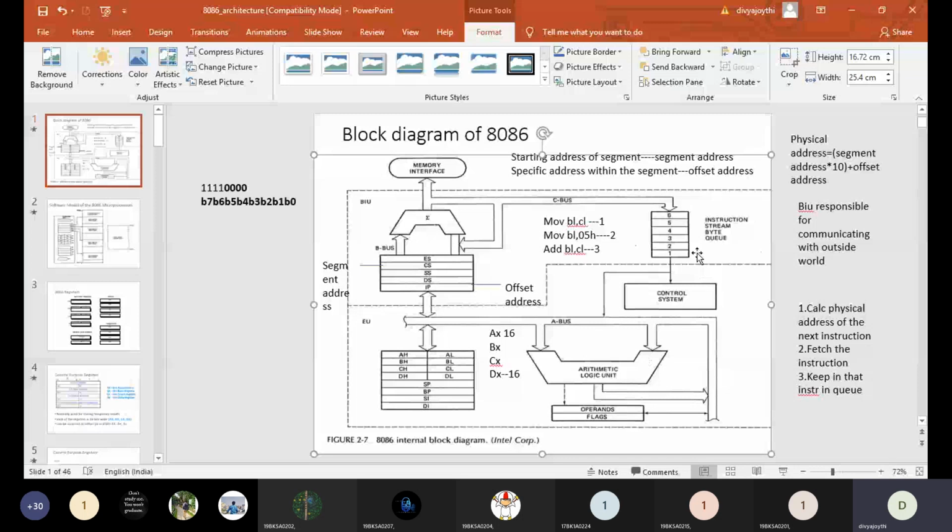Now I am asking you a question related to Q. So what is the size of Q? 6 bytes. Now listen. This first instruction is being executed by the EU. So now, does the queue contain an empty space or not?